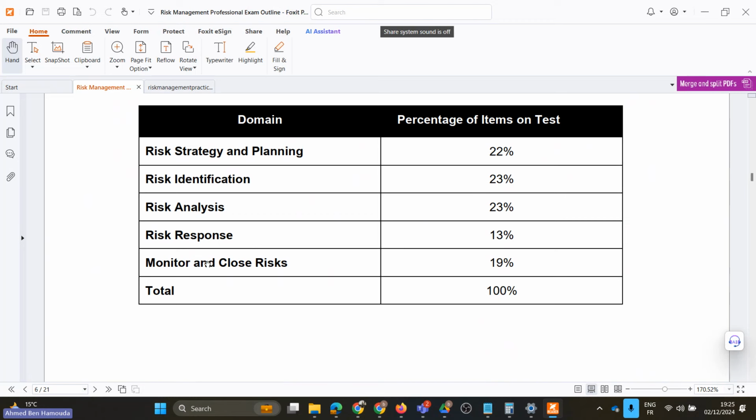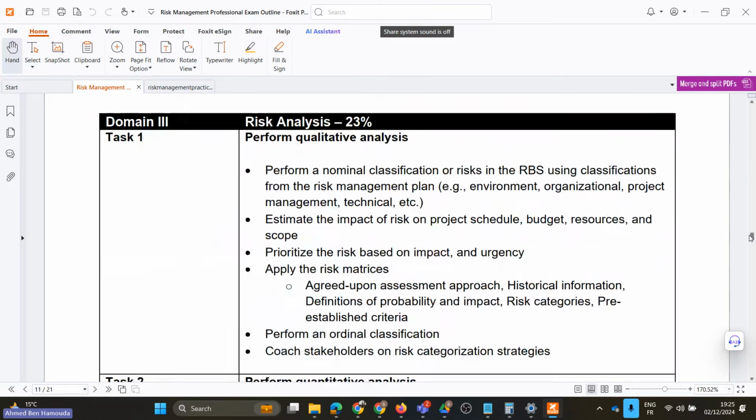And then, how to monitor your risks, how to monitor the efficiency of the risk response, and then how to close risks. We will also see the residual risks, the secondary risks, etc. And this is 19% of the exam. So these are the 5 domains of the RMP certification. We will go through each one of these domains with the respective tasks and the respective enablers for each one of these domains. Now, let's go down in this ECO.